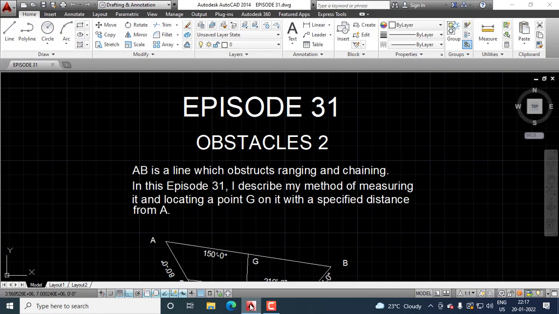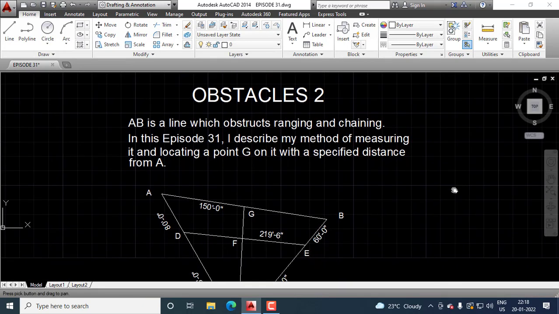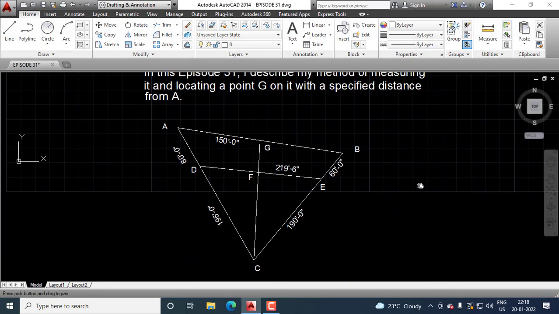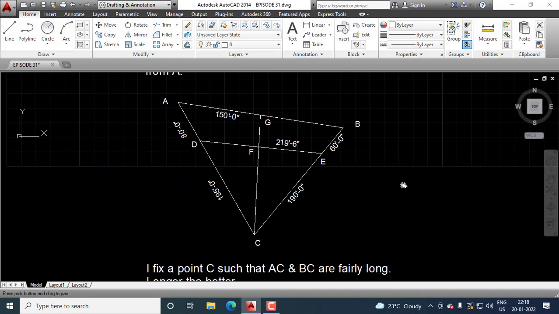In the previous episode 30, we discussed measuring a line that obstructs ranging and chaining and locating a point G with a specified distance from A. In this episode, I describe my method of measuring AB and locating G.